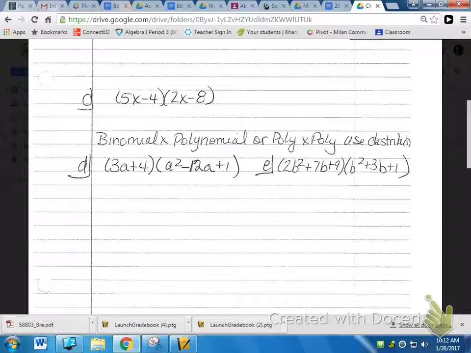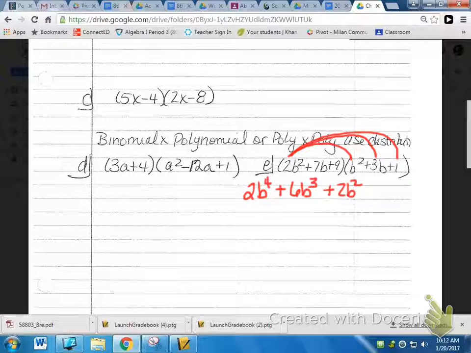Octavia? 3. So here we go. 2b squared first. 2b squared times b squared would be 2b to the fourth, because the base of b is the same in both terms. Add those exponents. 2b squared times 3b would be 6b cubed. 2b squared times 1, 2b squared. Questions on how I got any of those terms? I took 2b squared and distributed it through the second polynomial.